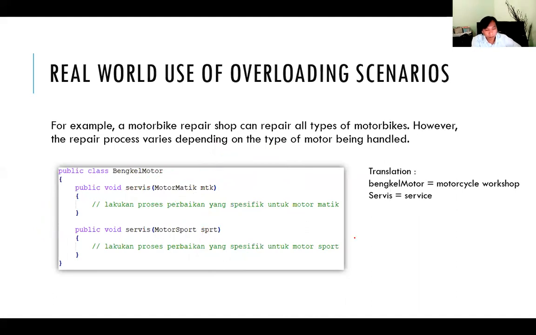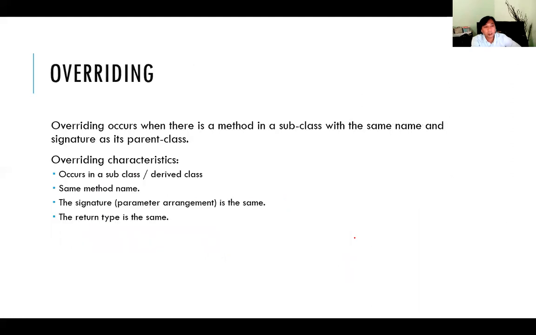So if we try to implement this class in a real world situation, then we can create the object of motormatic, and then we call the service method by sending the object of the motormatic class.